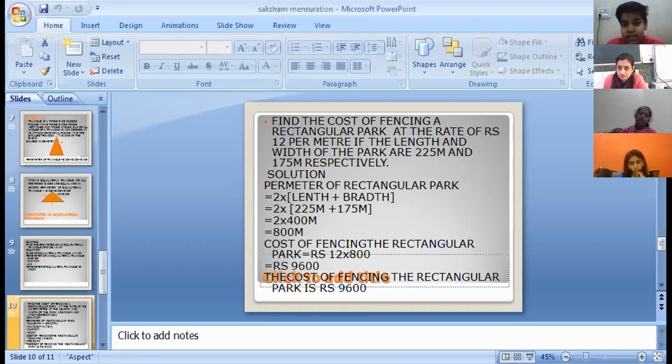Cost of fencing the rectangular park is rupees 12 into 800. So the answer is rupees 9,600. The cost of fencing the rectangular park is 9,600.